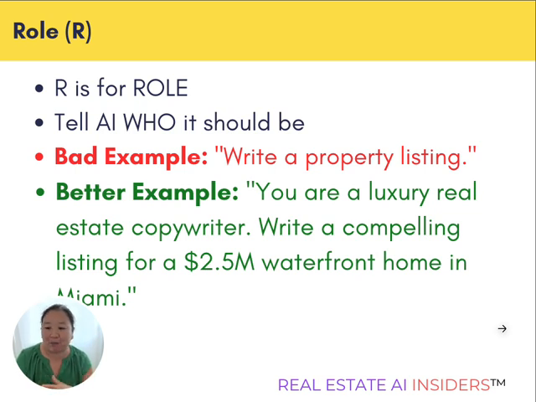A bad example would be just to say, write a property listing. But a better example is, who do you want to write this listing? Well, you want a luxury real estate copywriter, right? That's a person that if you could get that person, you would ask for it. And so you can tell the AI, be this person. And that will get you much better results if you tell the AI what kind of expert you want them to be for that specific task.